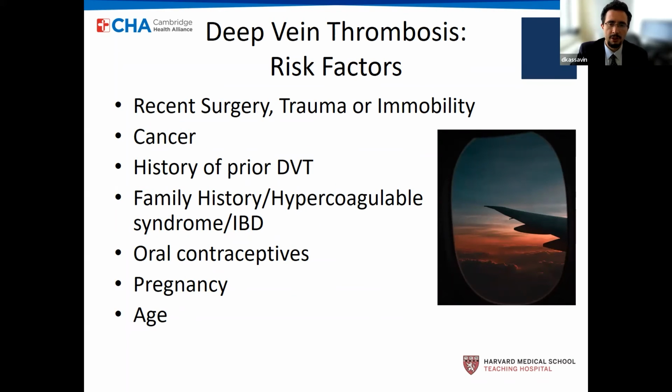Having recent surgery, an injury, or period of immobility, having a cast on the leg has been sometimes associated with deep vein thrombosis. History of cancer, receiving chemotherapy, patients with a prior history of deep vein thrombosis, a family history of DVT, patients who have a propensity due to a mutation in blood clotting factors can result in a deep vein thrombosis, inflammatory bowel disease, certain oral contraceptives, pregnancy, and age.